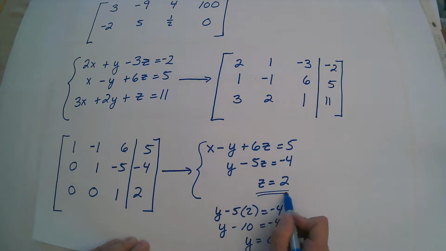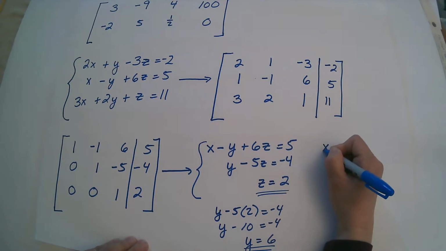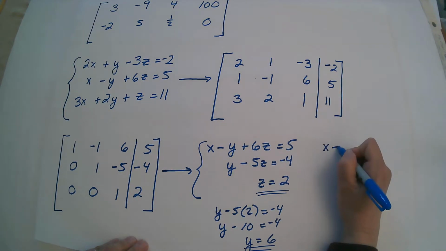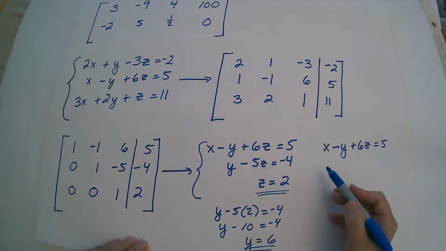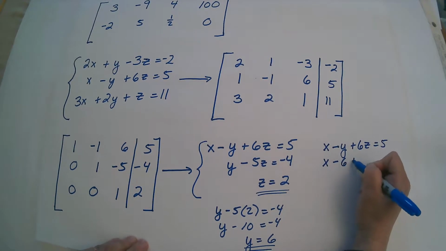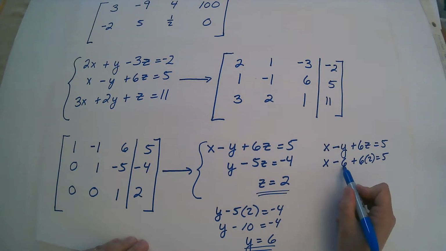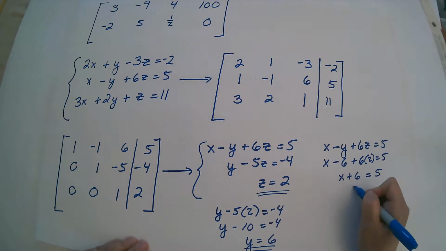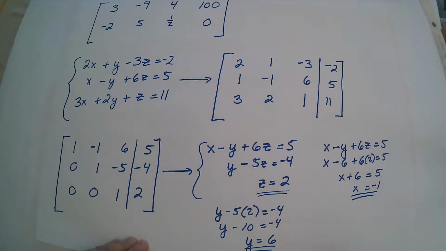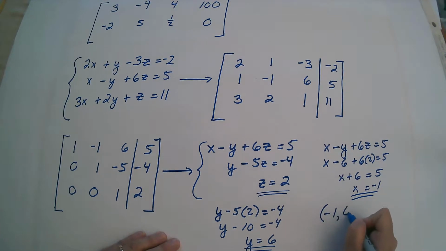So far we know the z-coordinate is 2, the y-coordinate is 6, and we can substitute both of these values into the first equation, and we have x minus y, let me write the whole equation here, plus 6z equals 5, and then we'll do the substitution. We have x minus 6 plus 6 times 2 equals 5. Let's do the arithmetic there. We have -6 plus 12, that's 6. So we have x equals -1. So our ordered triple, that is the solution to this system, is -1, 6, 2.